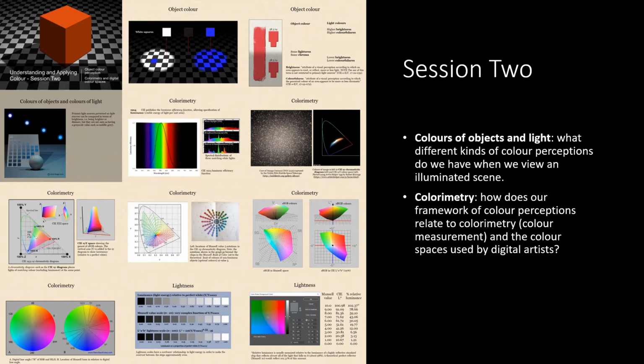This leads on to a discussion of colorimetry, and this might seem unusual in a course for painters, but these concepts from colorimetry or scientific color measurement keep coming up again and again in other topics in the rest of the course. So it's good to look at the basics of those concepts here, and also how they relate to the digital color spaces that digital painters use.